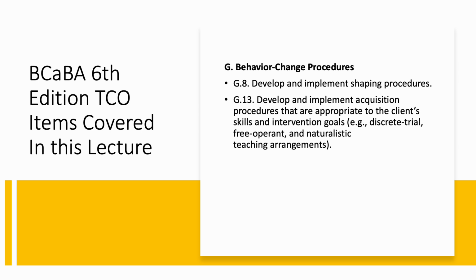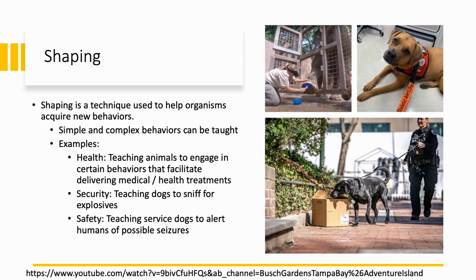For example, discrete trial, free operant, and naturalistic teaching arrangements. For this last TCO item, we will cover the topics briefly, but you'll see more on G13 in an upcoming lecture in one of the future weeks of this course. Okay, so let's get started with talking about shaping.